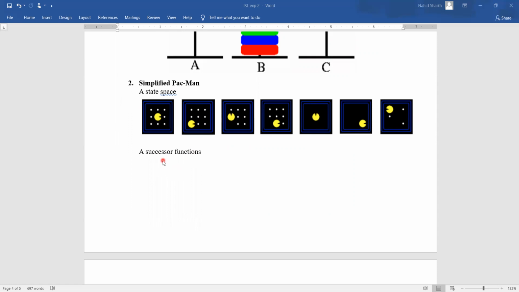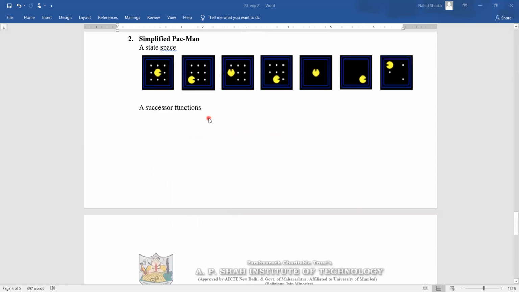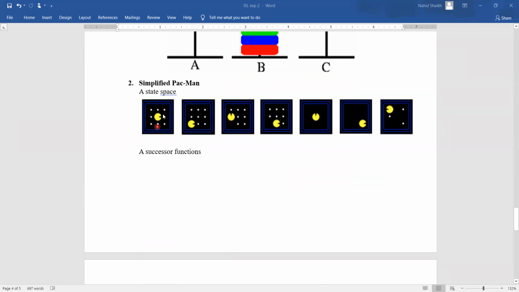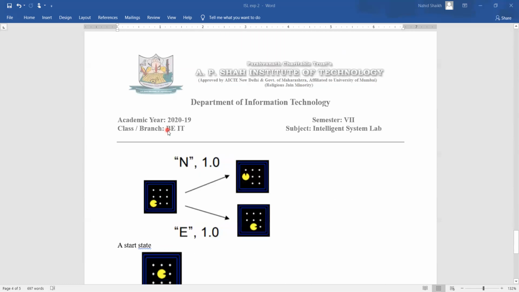Now what is the next thing you need to define? You need to define the successor function. Consider any of the states, because I don't ask you to write the successor function for all the possible states. I want you to consider any one state and write the successor function for it. Suppose this is my current state. What is the successor function which I can apply to it?